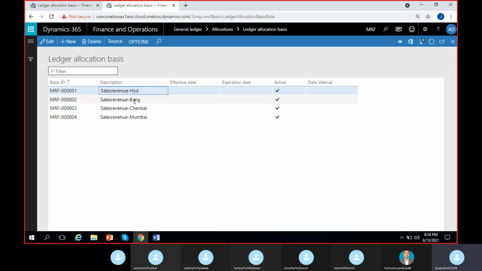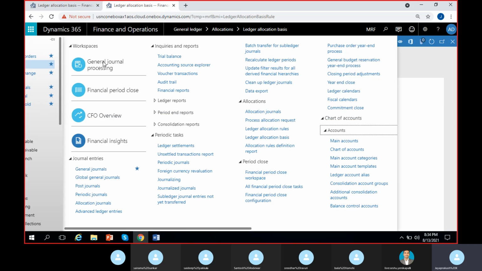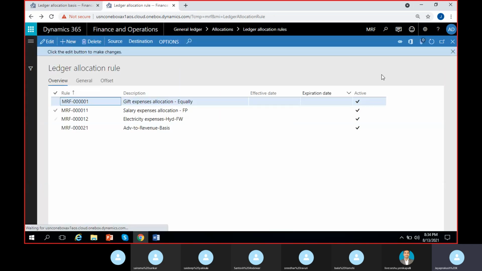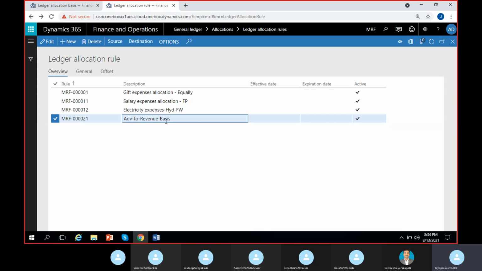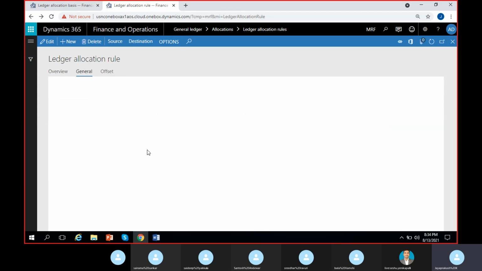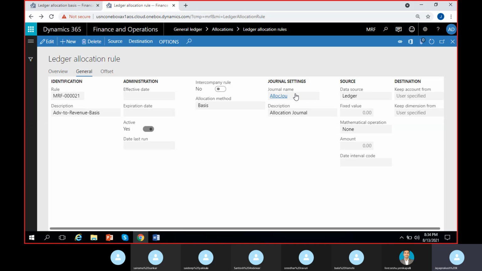So next is this, next is this. For each and every basis ID, I have selected the sales revenue account plus a different location dimension value combination. After that, I have created the second step, ledger allocation rules. Previously we created 3 rules. I've created the 4th rule, in which I gave the basis description. I went to method, picked the basis method, and selected the allocation journal. Here in the source, we have to give the advertisement expense account, since we have to allocate the balance of the advertisement expenses that we posted at the beginning of the year, the 1 lakh amount. That 1 lakh amount is our source.